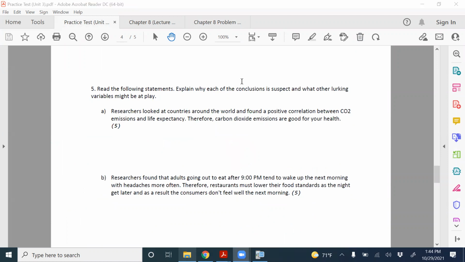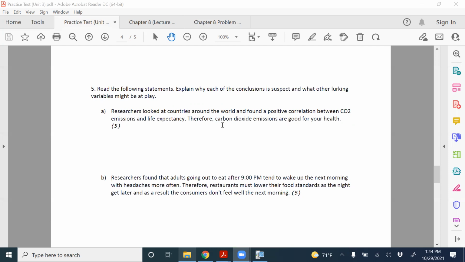explain why the conclusion is suspect and what the lurking variables are, like what could be playing a role with this. So researchers looked at countries around the world and found a positive correlation between CO2 emissions and life expectancy. Therefore, carbon dioxide emissions are good for your health. Does that make sense? Breathing carbon dioxide? Probably not, right? But why would carbon dioxide emissions and life expectancy have a positive correlation?